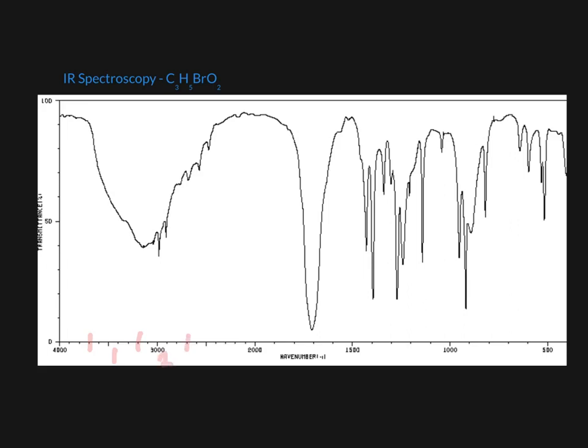Zone 3, anywhere from 2300 to 2000. Zone 4, from 1800 to 1600. And Zone 5 is 1600 to 1400. Everything out past Zone 5 is considered the fingerprint region, and we do not pay this any attention.